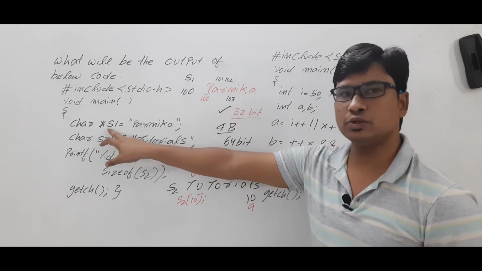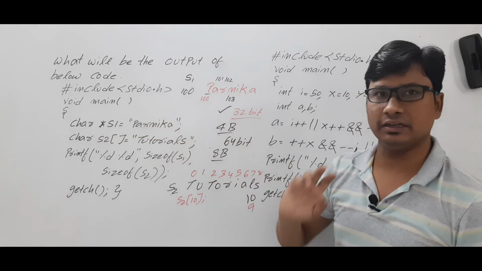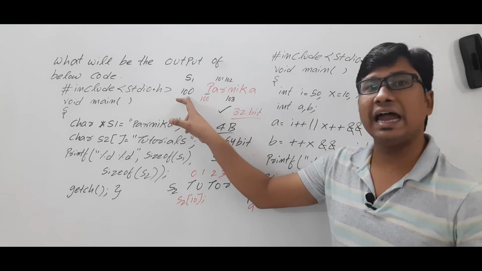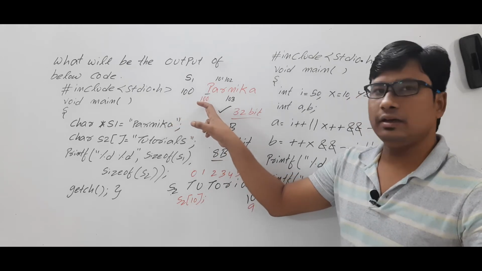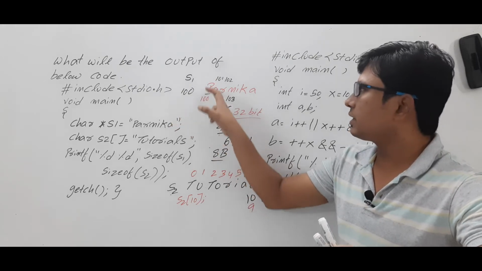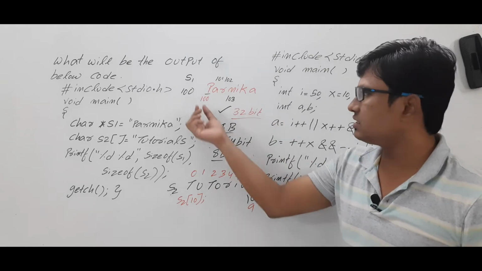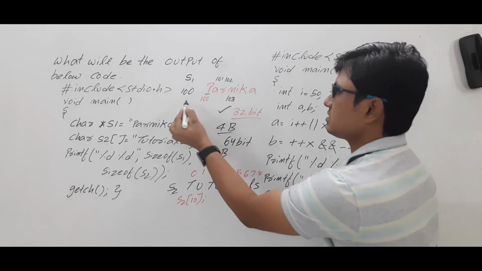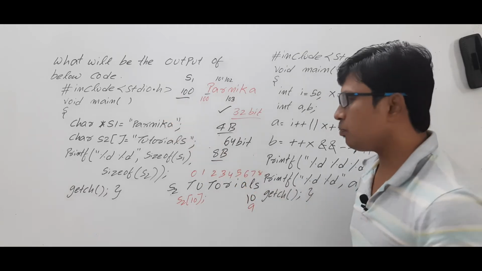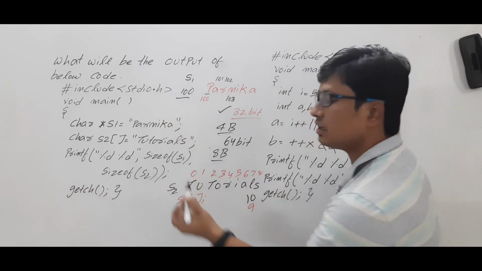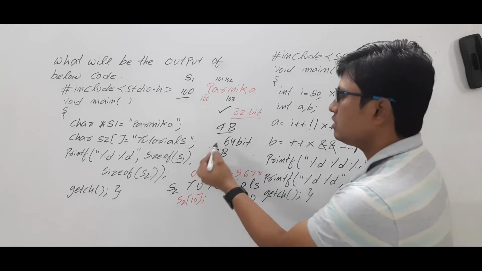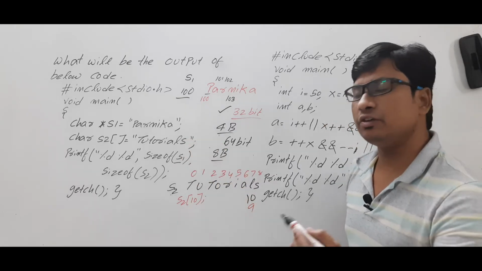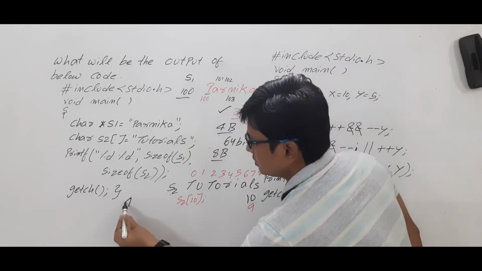Now this S1 is a character pointer. So it is holding the address of the character called P. Is it clear? Because it is having the base address. So it is holding the address. So this is nothing but a pointer. So you are asking here the size of a pointer. So how much size will it occupy? It will occupy 4 bytes.